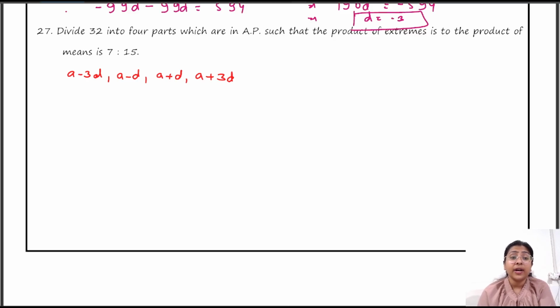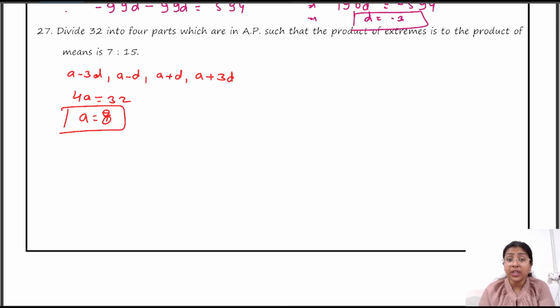Okay, divide 32 into 4 parts which are in AP. So it means we need to divide this 32 into 4 parts. So if you add them, it should be equal to 32. Okay, so if you add these 4 terms, you will get 4A is equal to 32. The value of A is 8. The value of A is 8. This is clear.